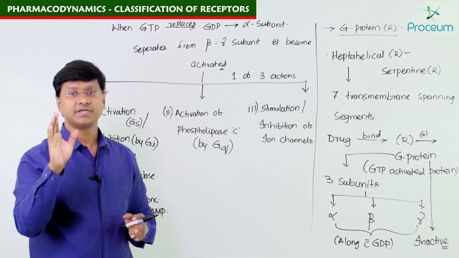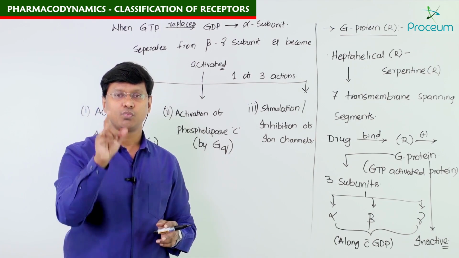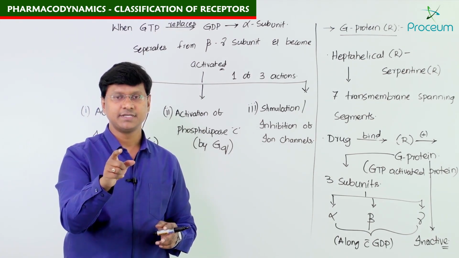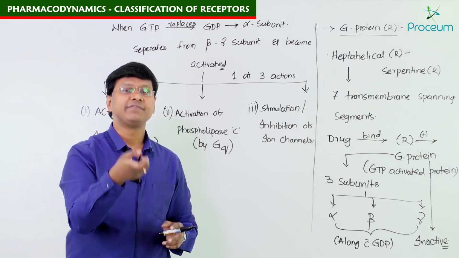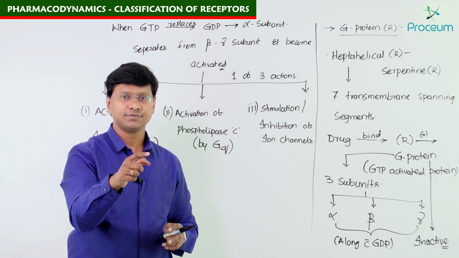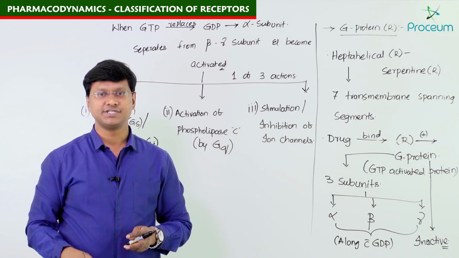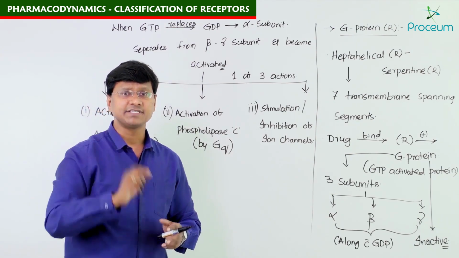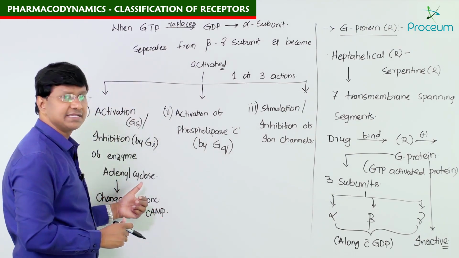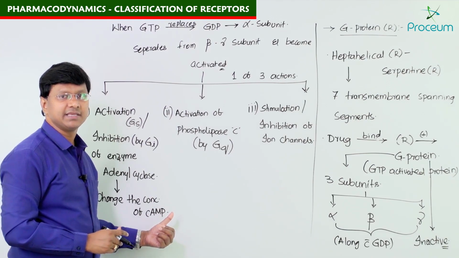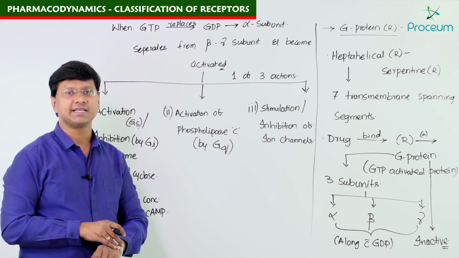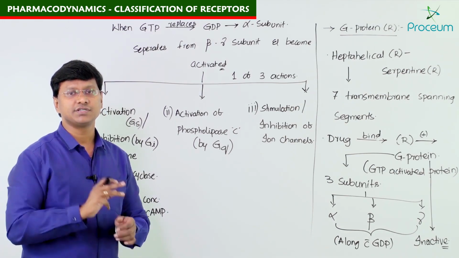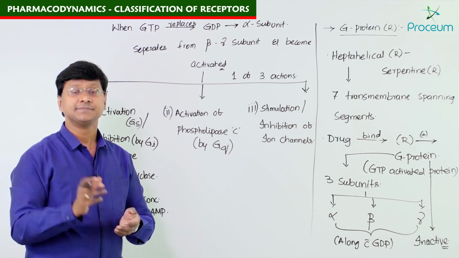Now, what do you mean by the word second messenger? Remember, once the receptor is activated, the activated receptor will show the pharmacological action of the drug through that particular second messenger. And what is the second messenger? Once there is activation of the adenylyl cyclase, it is your cyclic AMP. So remember, once there is activation or inhibition of the enzyme adenylyl cyclase, it changes the concentration of the cyclic AMP.